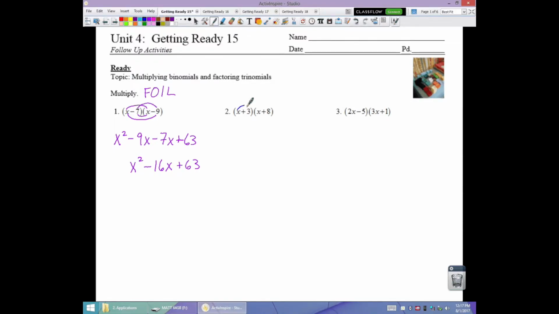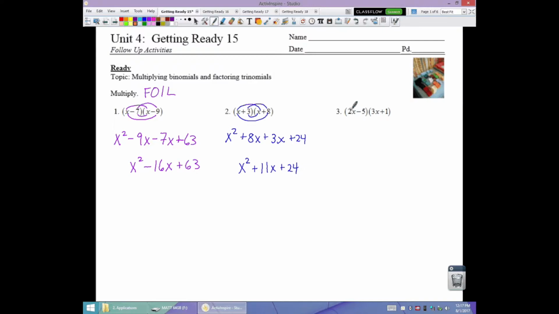Number two, first times first. Outers, inners, and last. So when we combine like terms, we see x squared plus 11x plus 24.